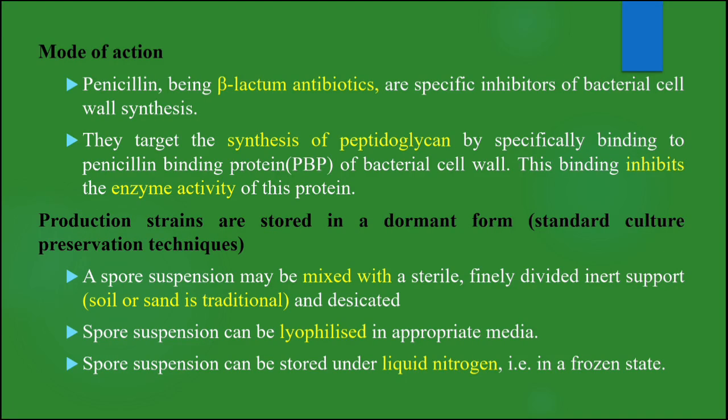Production strains are stored in a dormant form by any of the following standard culture preservation techniques. A spore suspension may be mixed with a sterile, finely divided inert support, such as soil or sand, which is traditional and desiccated. The spore suspension can be lyophilized in appropriate media, or stored under liquid nitrogen, that is, in a frozen state.